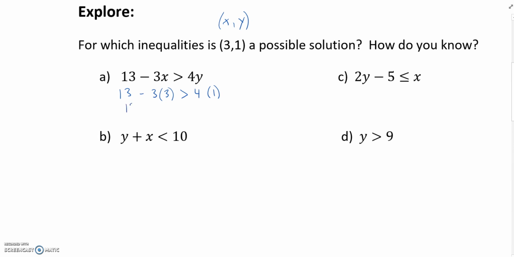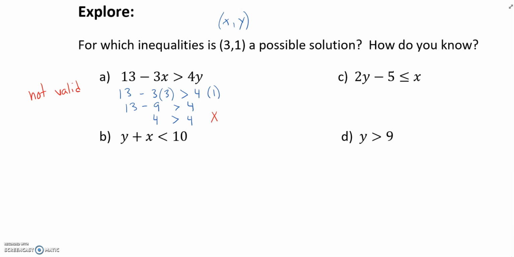So we would have 13 minus 9 is greater than 4. 13 minus 9 gives us 4. And our final statement here is 4 greater than 4. And 4 is not greater than 4. 4 is equal to 4. So this would not be true. So we could say that this is not a valid statement. Not a possible solution.